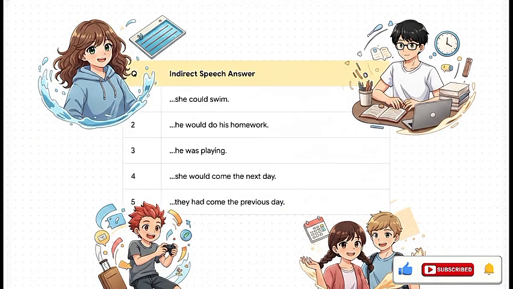And here is our summary answer key. Go ahead and check your mental work against what's up here. Number 1, the girl said that she could swim. Number 2, he said that he would do his homework. Number 3, the boy said that he was playing. Number 4, she said that she would come the next day. And number 5, they said that they had come the previous day.